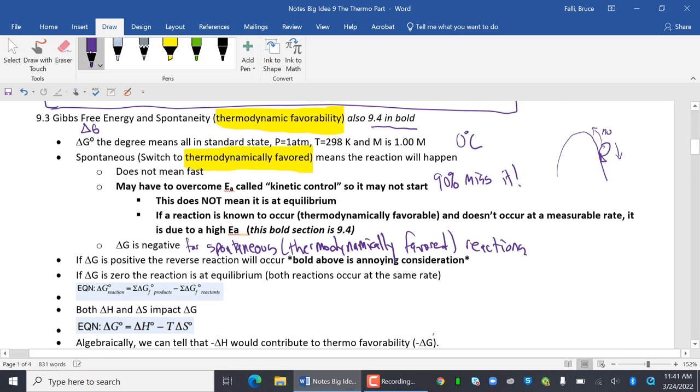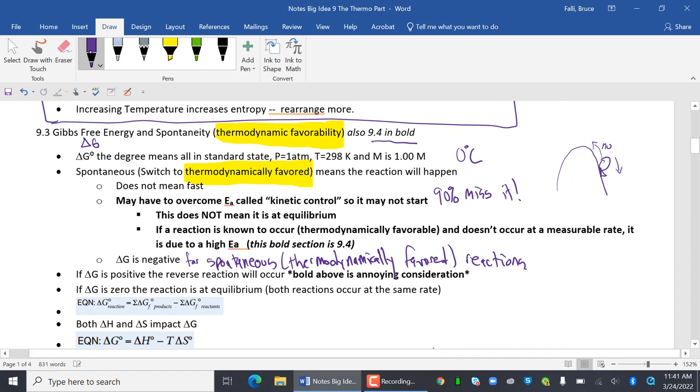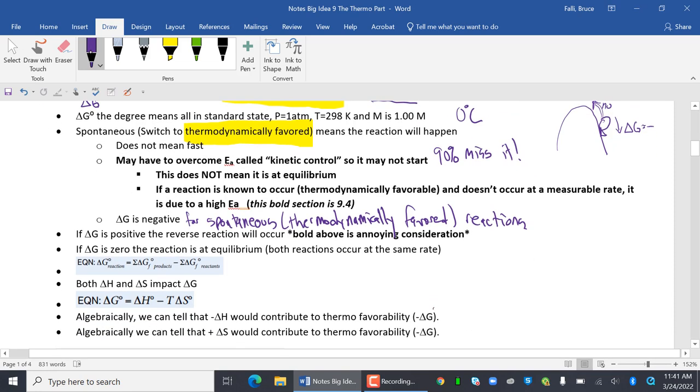If delta G is positive, the reverse reaction will occur. Notice how if my reaction was rolling up a hill, that delta G is positive, which means the reverse reaction rolling down the hill is negative. All right. So if delta G is zero, the reaction is at equilibrium. Both reactions occur at the same rate.